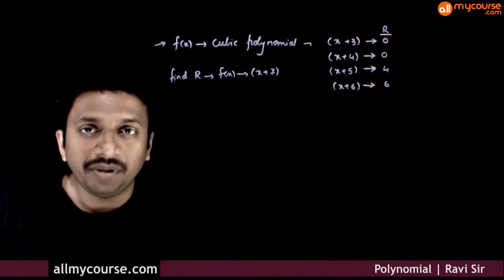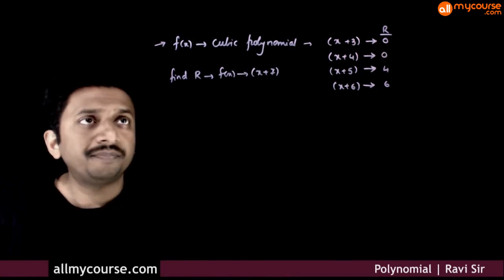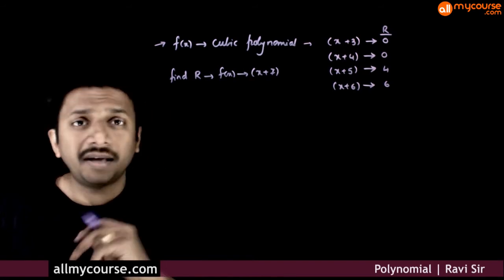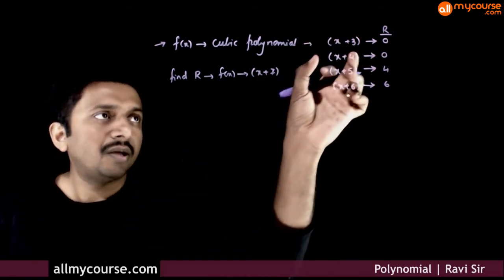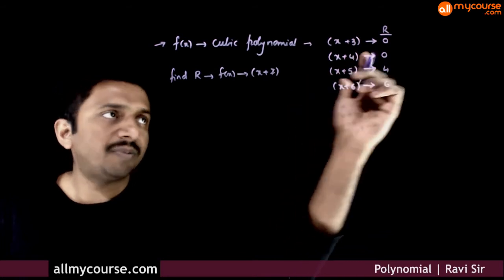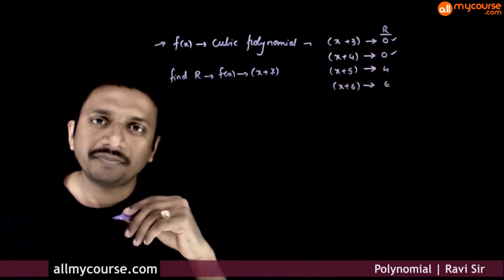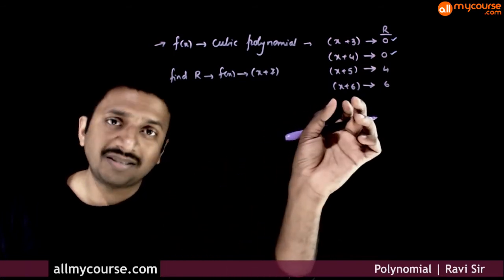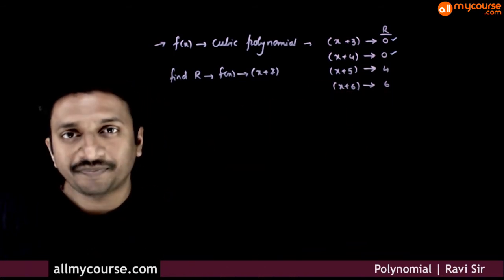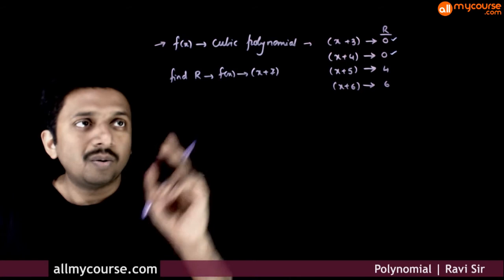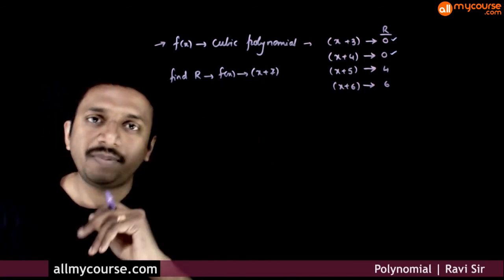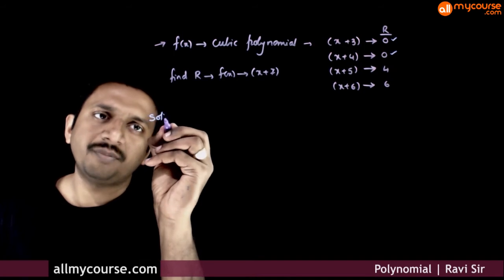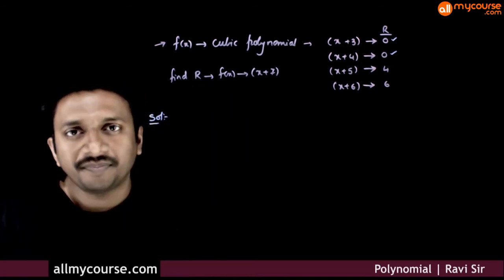So in this example, you're given that f of x is a cubic polynomial, and you're given 4 informations. When divided by x plus 3 and x plus 4, the remainders are zeros. And when divided by x plus 5, the remainder is 4. X plus 6, the remainder is 6. So if that is so, what is the remainder when f of x is divided by x plus 7? So how can we use these informations to get the answer?